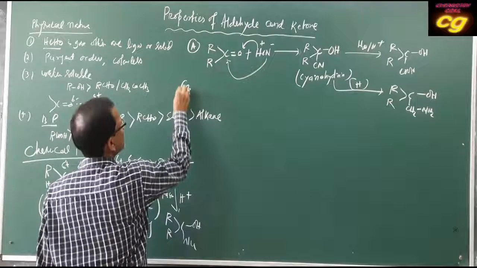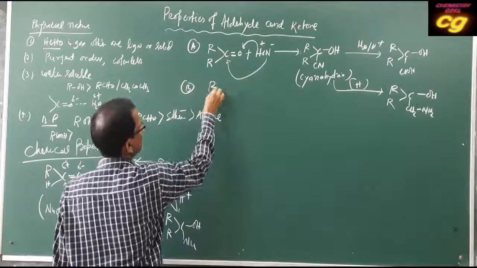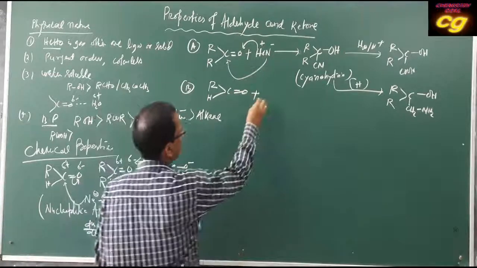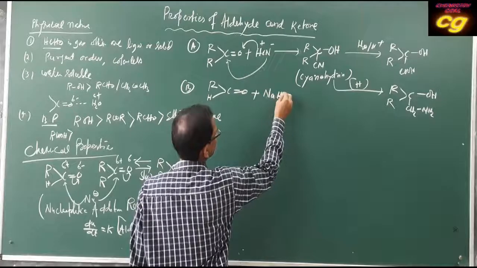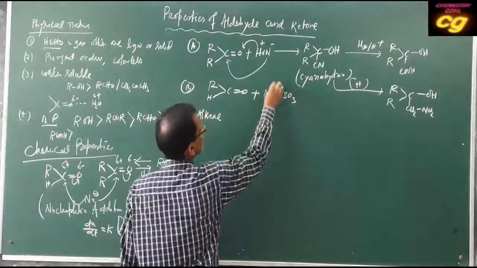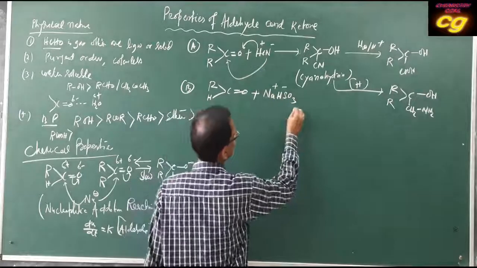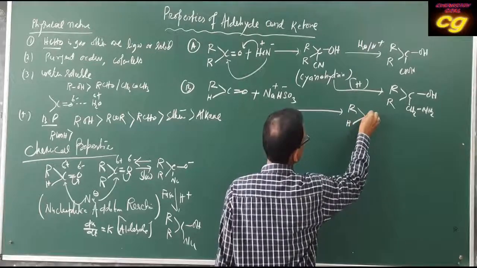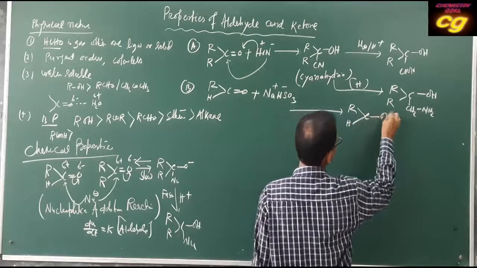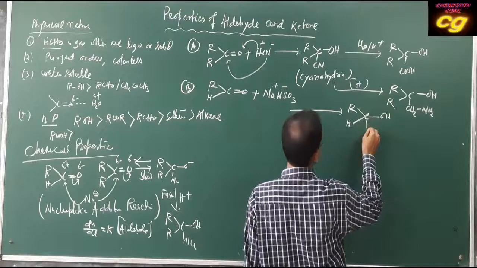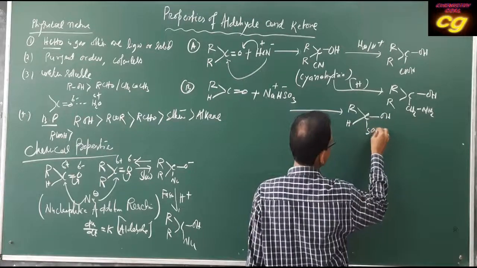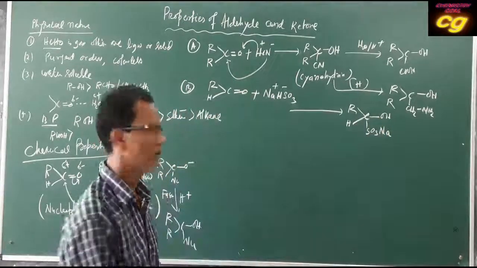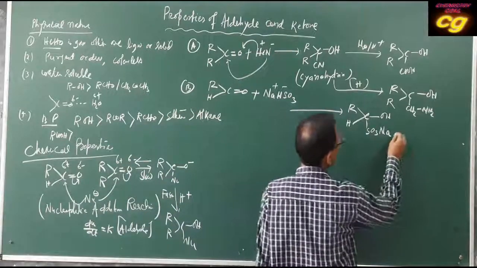Then the second very important reaction: if you take an aldehyde or ketone, let it be an aldehyde, when it reacts with sodium bisulfite, here plus, here minus, so the reaction will be H, then C, first side will be OH, direct here, then H, SO3Na. So this is your bisulfite product.